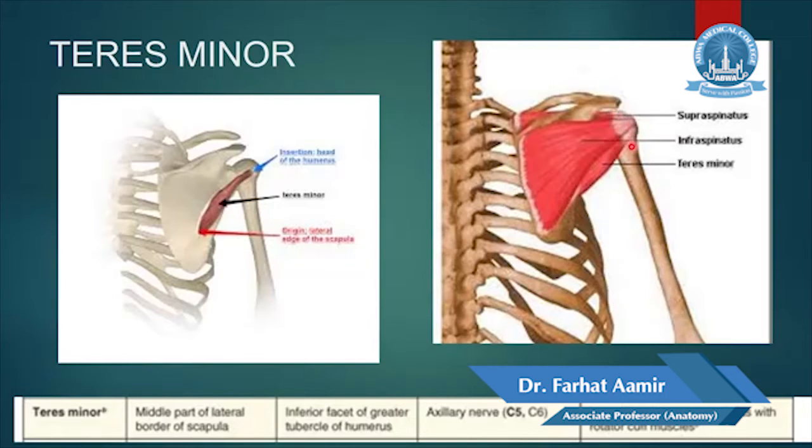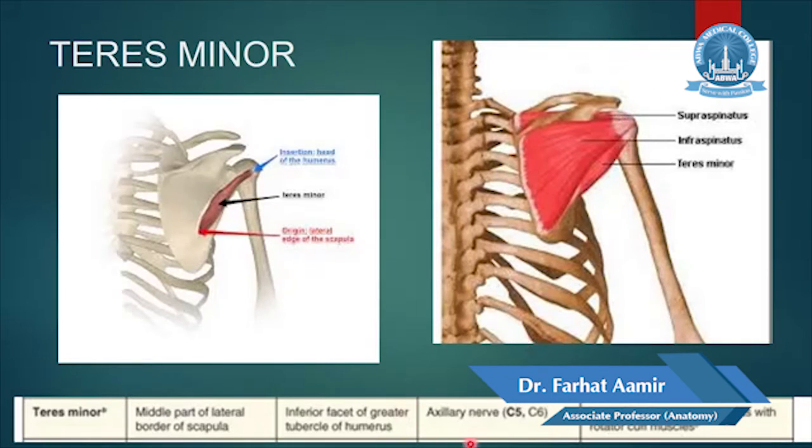So we have discussed three muscles. Number one was supraspinatus, then infraspinatus, and then teres minor, which are inserted over the greater tubercle of the humerus. In exam, they can ask you what are the three muscles which are inserted over the greater tubercle of the humerus. So the answer is supraspinatus on the superior facet, infraspinatus on the middle facet, and teres minor on the inferior facet of the greater tubercle of the humerus.